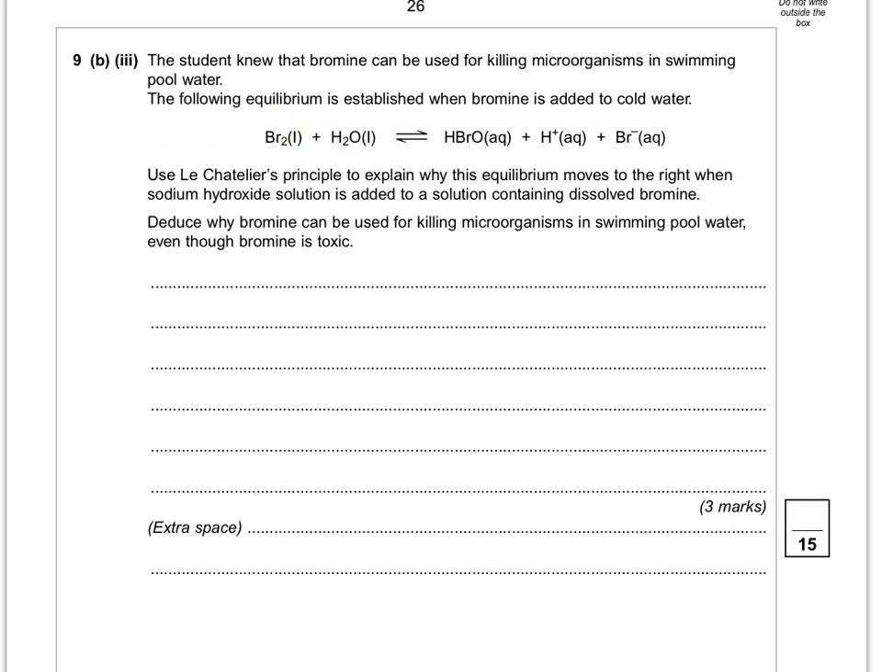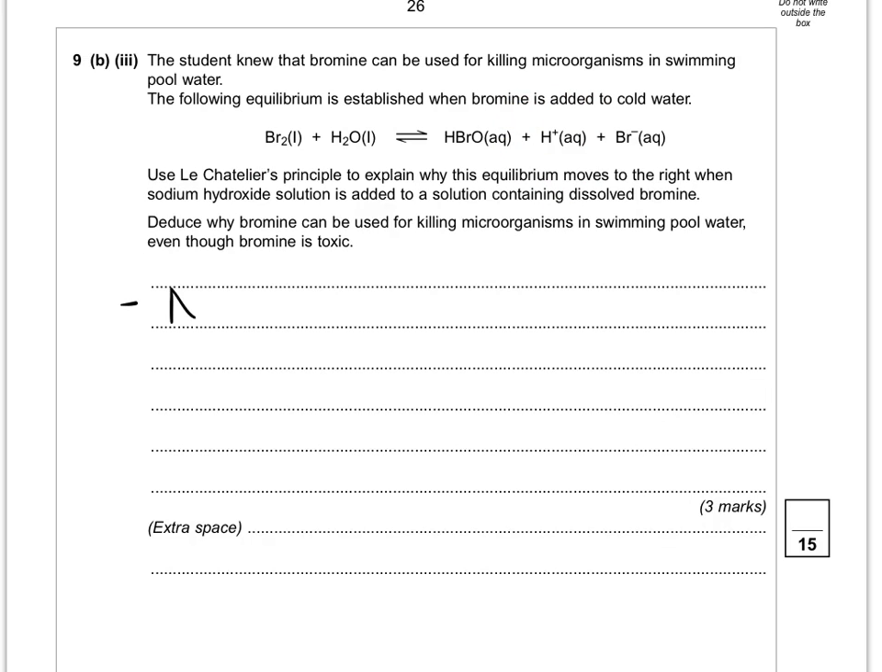So if you're adding something to the reaction, either it will be a reactant or product, in which case it will shift to get rid of it again, or if it's not a reactant or product, which sodium hydroxide is, the reason it will shift is because the sodium hydroxide, or whatever you're adding, will react with one of the reactants or products. In this case, sodium hydroxide is an alkali, and so it will react with the H+ ions, the acidic H+ ions.